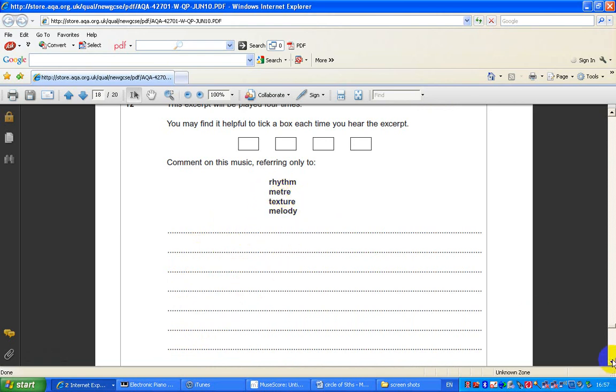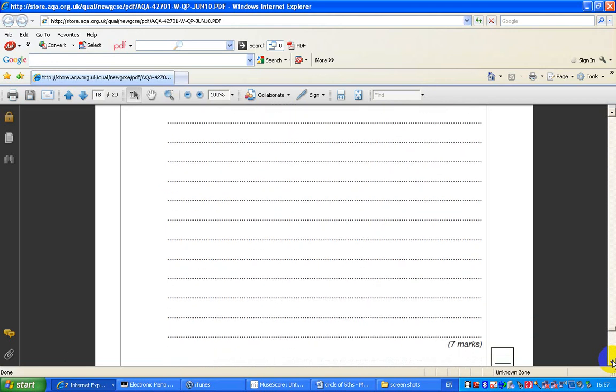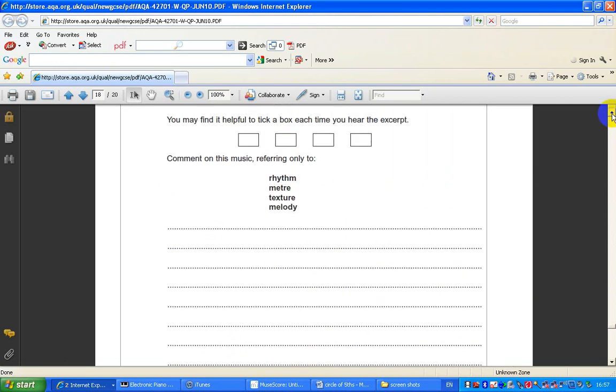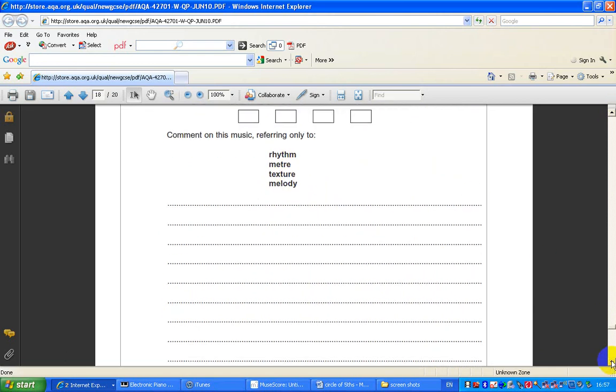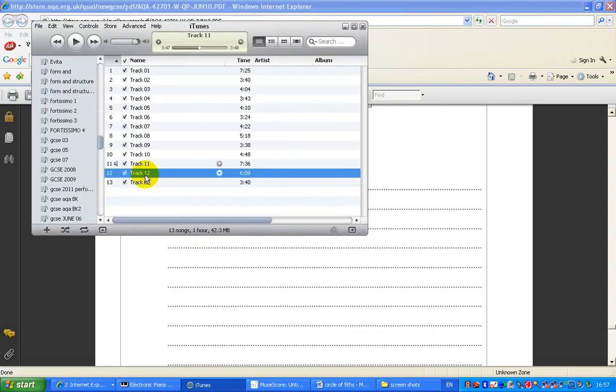This question is worth, in total, 7 marks, so you know that you've got to answer at least 2 answers on each of those sections and 3 answers on one of them, so that you can get your 7 marks. So let's have a listen to the music for the first time. Here we go, question 12.